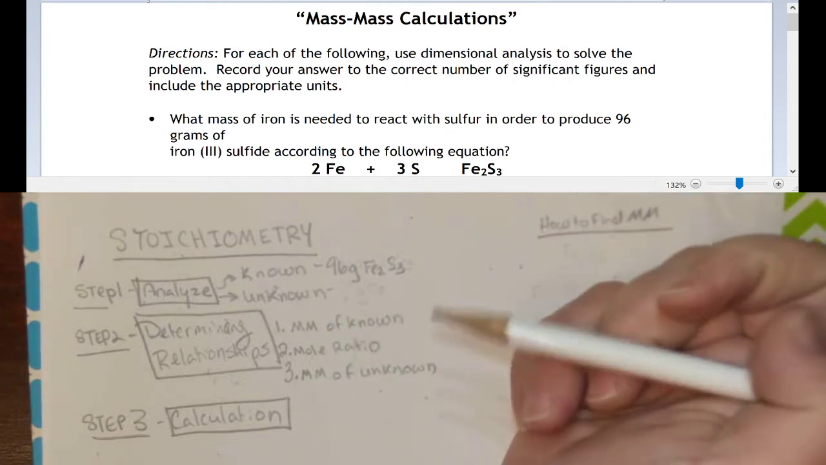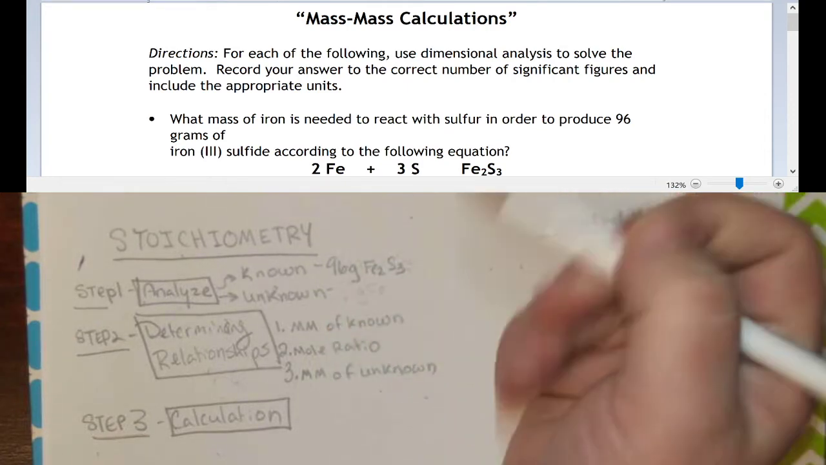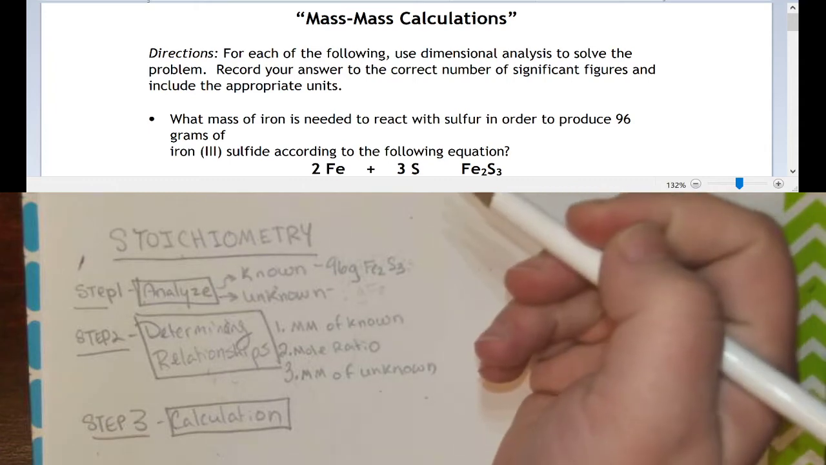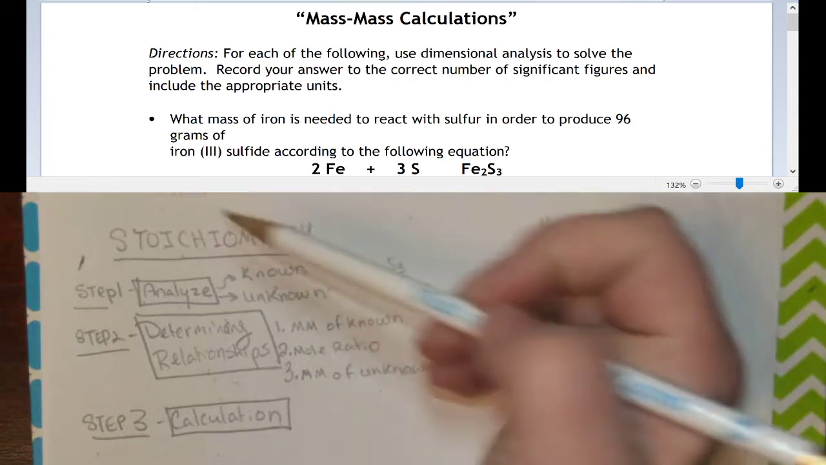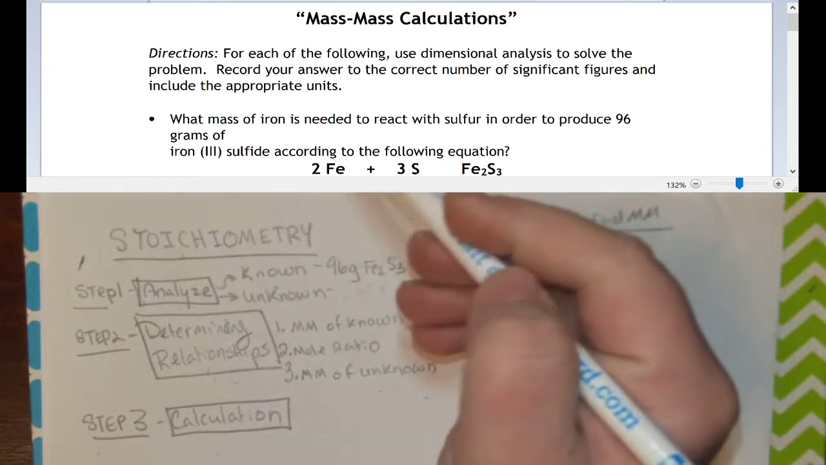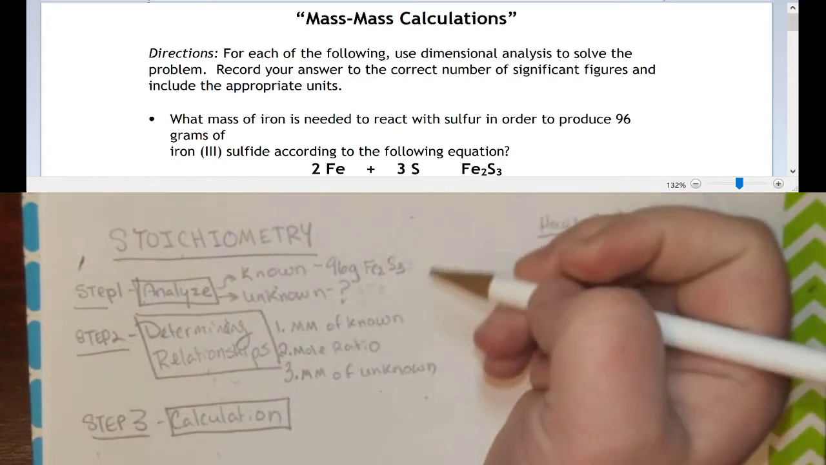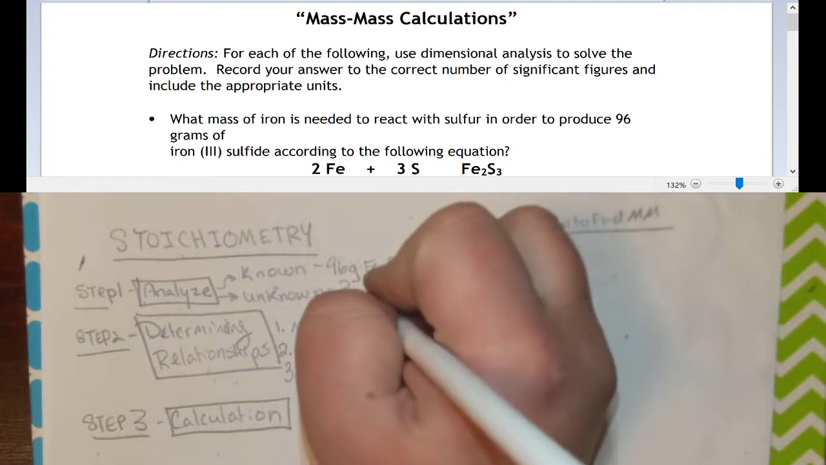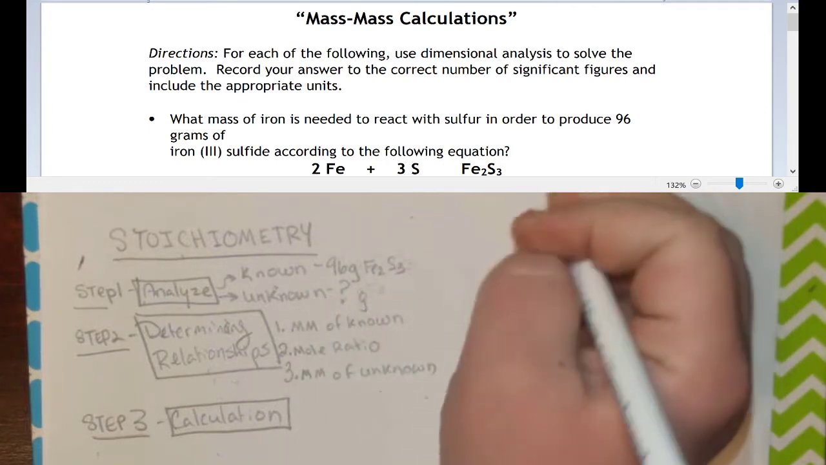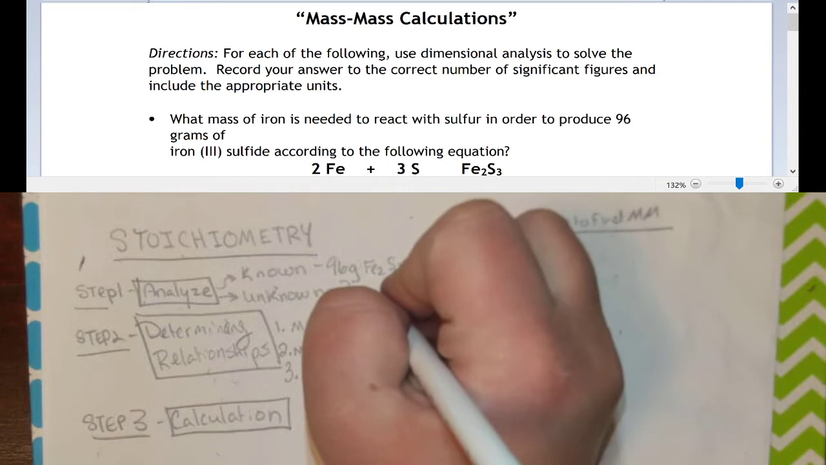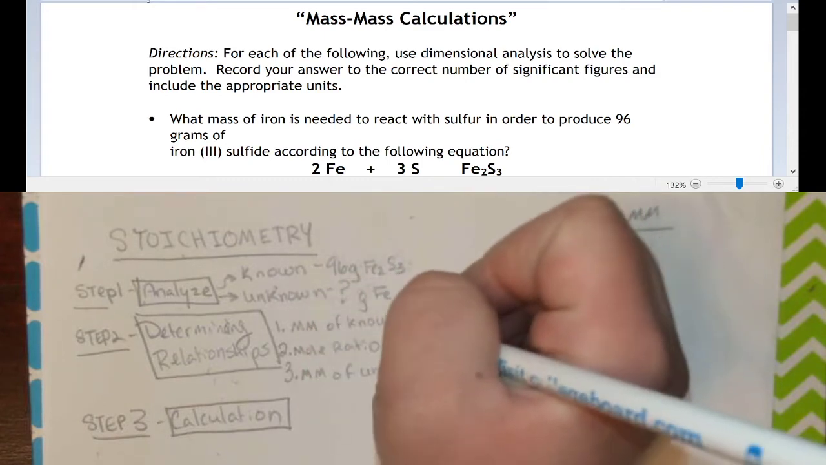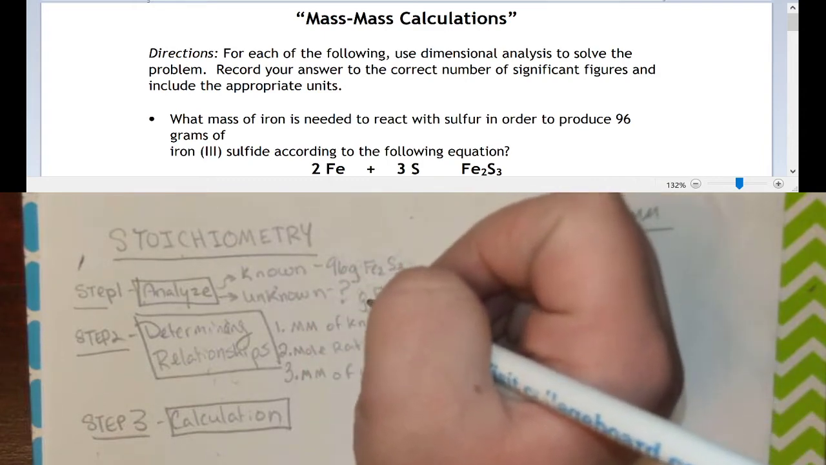Our unknown begins with the question word. Take a moment, find your question word. It looks like it's what. And then read what comes after it. It says mass of iron. So we're going to put question marks since this is our unknown. And we're going to put grams because mass is measured in grams. And we'll also label the type of gram, iron, since there's more than one type of gram in this equation.